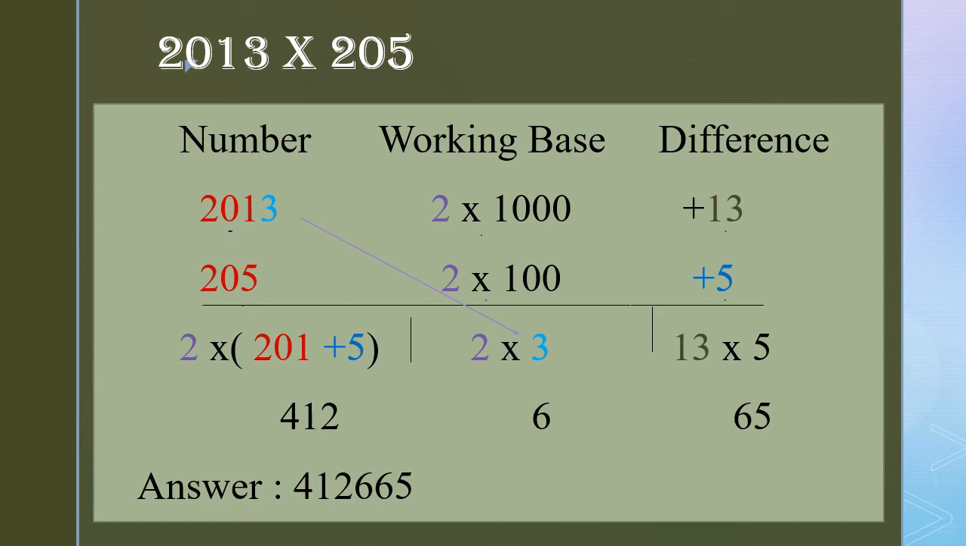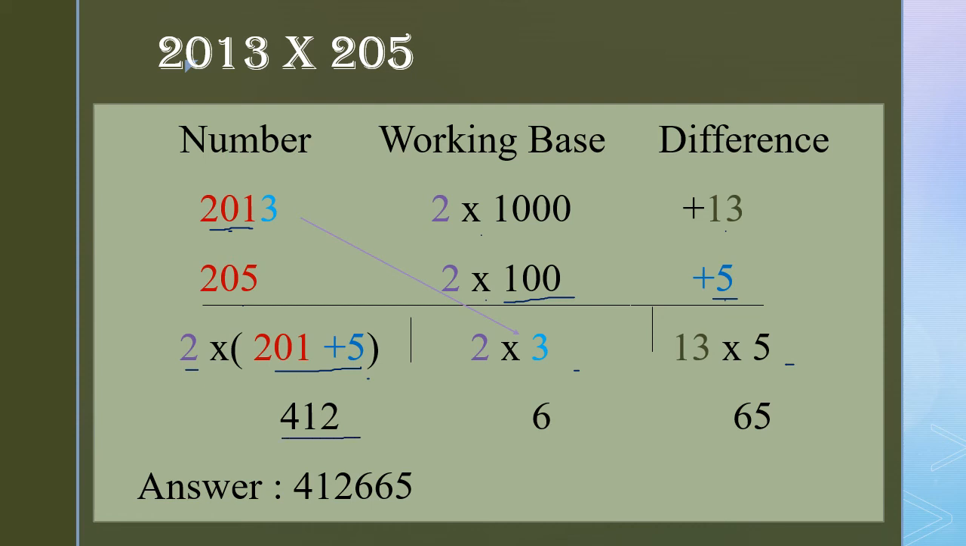Now, three parts: the first part, the second part, and the third part. For the first part, we have to check the number of digits in the smaller base, which is 3. So we extract the first 3 digits here, which is 201. Then we add 5, which was the difference for 205. So 201 plus 5 gives us 206. But we have to multiply this term by the factor 2. So 206 times 2 becomes 412.